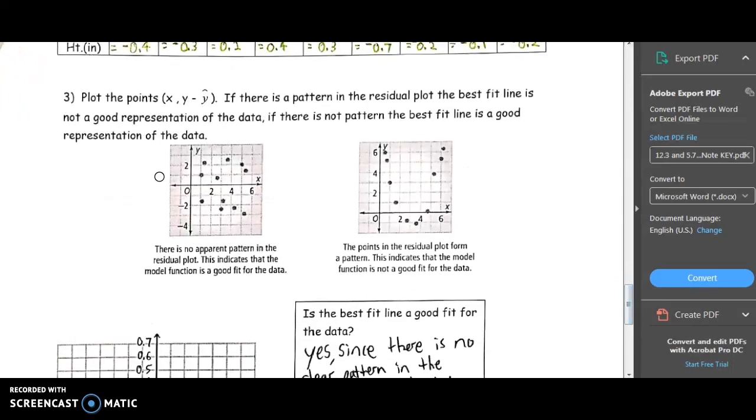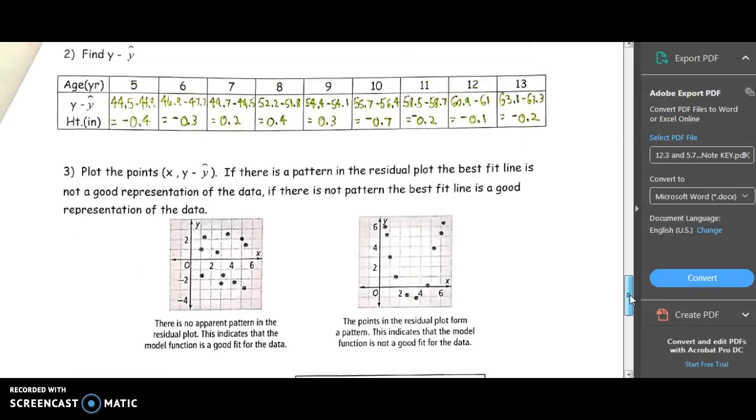So again, this would be an example where I have a best fit line that would be a good prediction. But this, since I'm making a sort of U-shape or a parabola shape, this would not be a good fit for our data if I could see a consistent or clear pattern. So again, what we're doing is we're taking x, which would be age, and y minus y hat is our residual. So our first point, for example, would be 5 and negative 0.4. Another point we would graph out at 6 and negative 0.3, 7 and 0.2, 8 and 0.4, and so on.